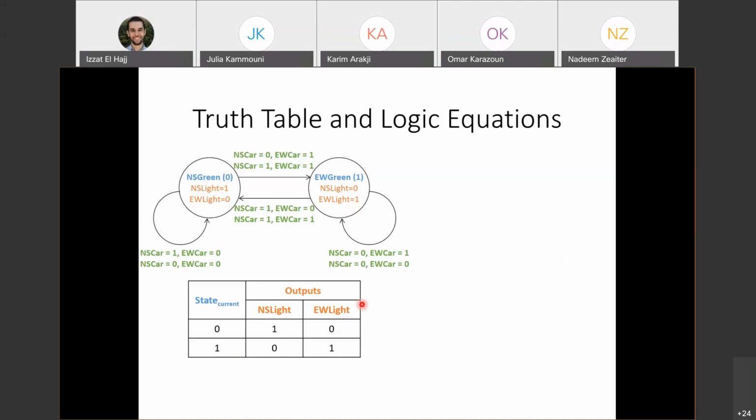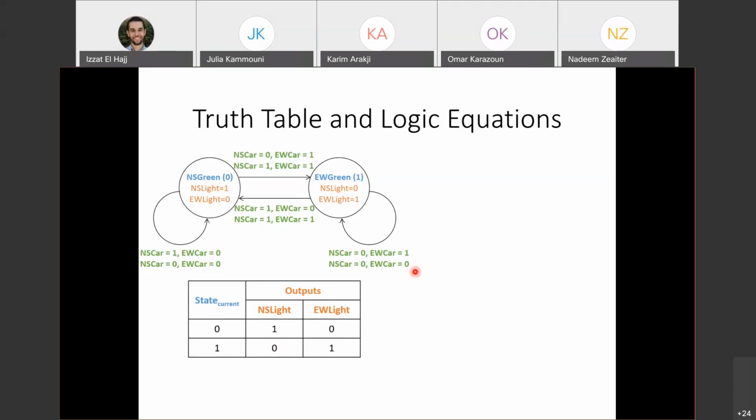The output function, we said, depends only on the current state for the state machines that we are looking at in this course. So the output is not going to depend on the input. It's only going to depend on the current state. But as you will see shortly, the next state function is going to depend on both the current state and the input. And actually, let's jump and do that so things become a little more clear.